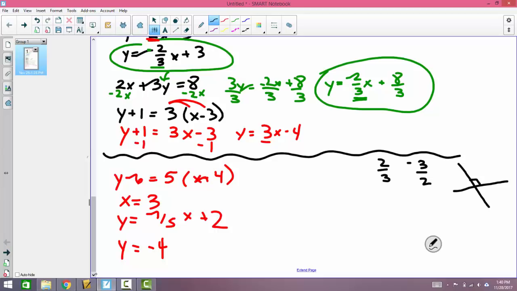That's perpendicular lines. So we're just looking to see what the slope is, but to know what the slope is, we need to solve for y. So in the first problem, we would have y minus 6 equals 5x plus 20, and then you would need to add 6. So y equals 5x plus 26.